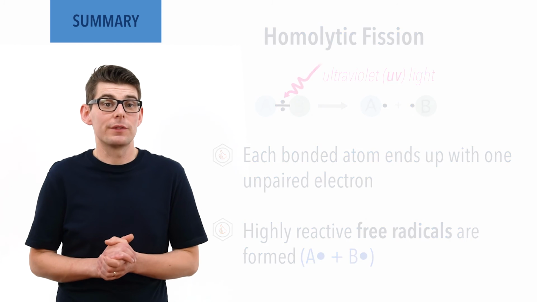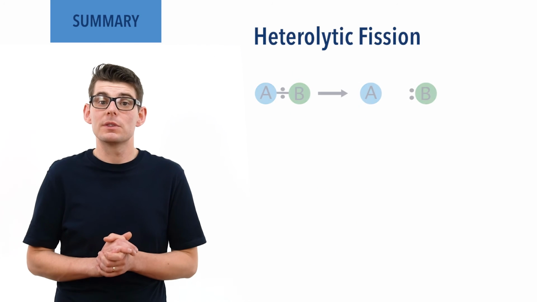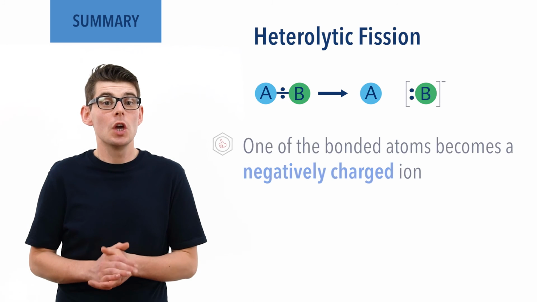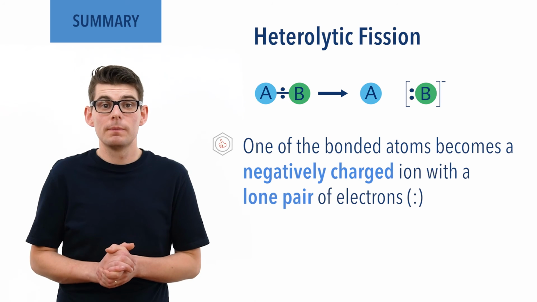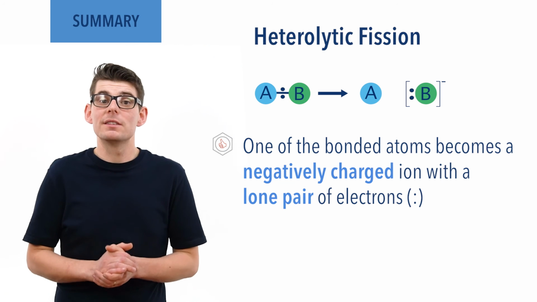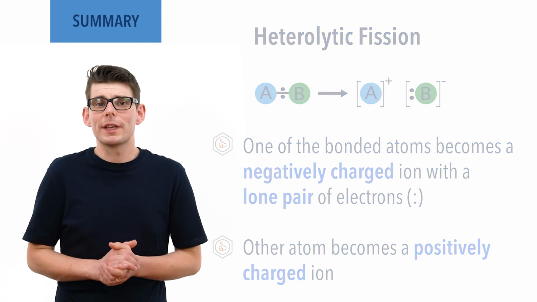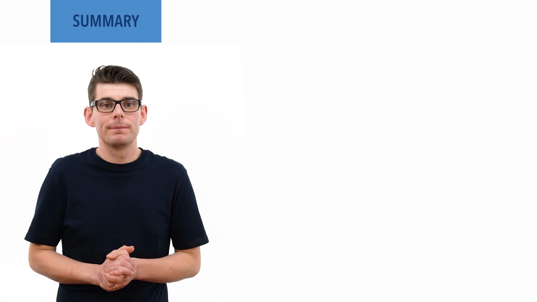In heterolytic fission, one of the bonded atoms takes the bonding pair of electrons and becomes a negatively charged ion with a lone pair of electrons. The other atom from the bond ends up as a positively charged ion. Most bonds in organic chemistry break this way.